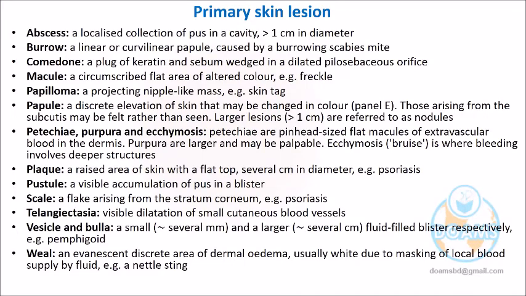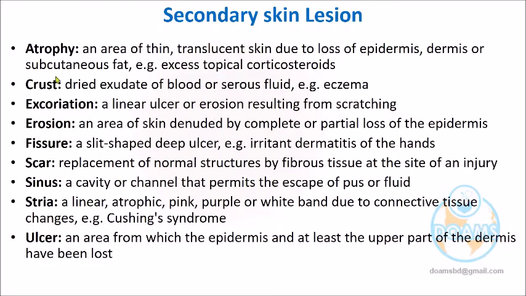Now, if I show you, it will be much easier for you. Suppose primary skin lesion could be such and such. There is a big list, so we will not read each and every one. You will collect from us later on if needed, and it is available in common books as well. Abscess, burrow, comedone, macule, like that. But if, for some reason, skin becomes atrophied, crusted, excoriated, erosion, fissure, scar, sinus formation, stria, ulcer, these are some examples of secondary skin lesion. Okay.